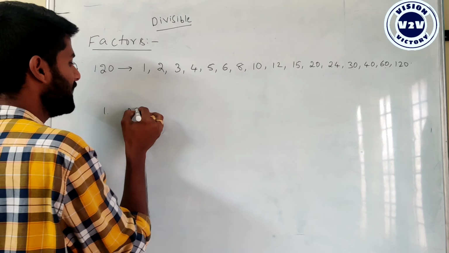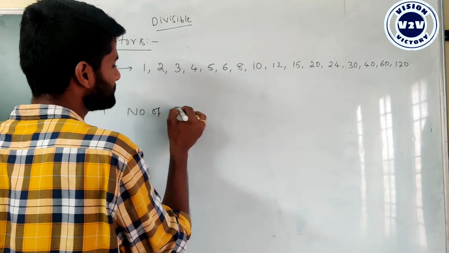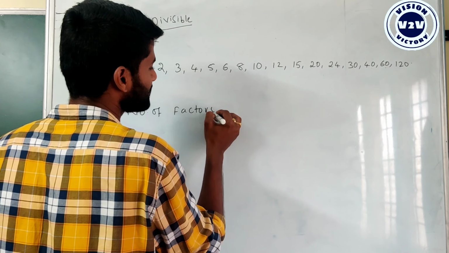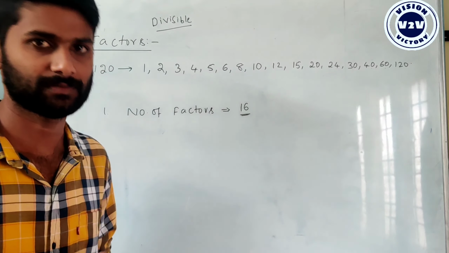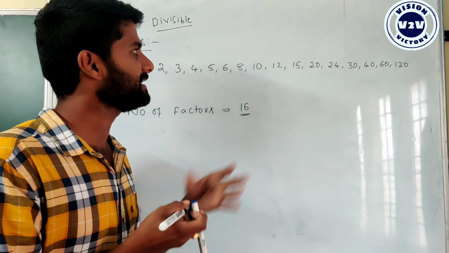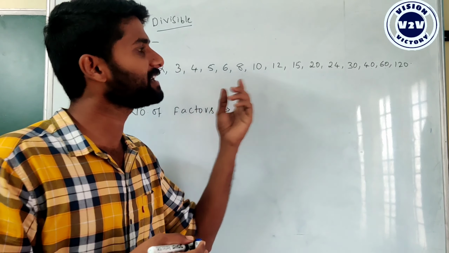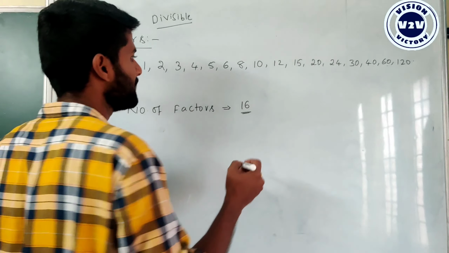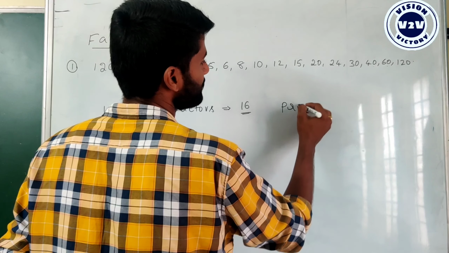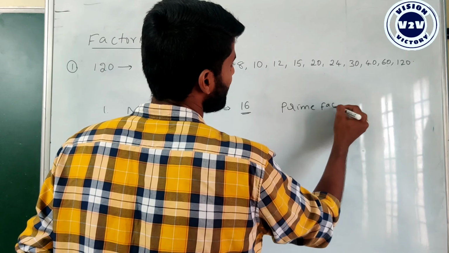Question number 1: the number of factors for 120 is exactly equal to 16. This is the question. But if it is a larger number, it takes time to check whether every number divides exactly or not. So we use a formula. See, the concept of prime factorization.